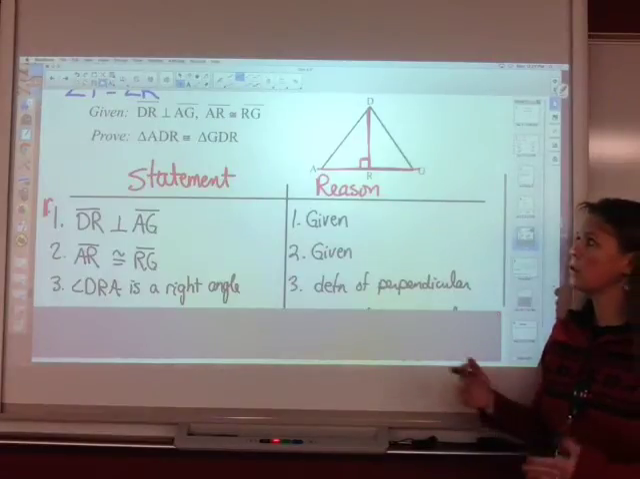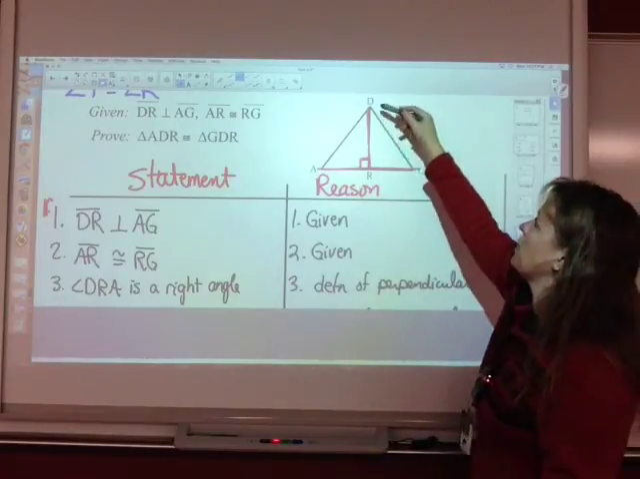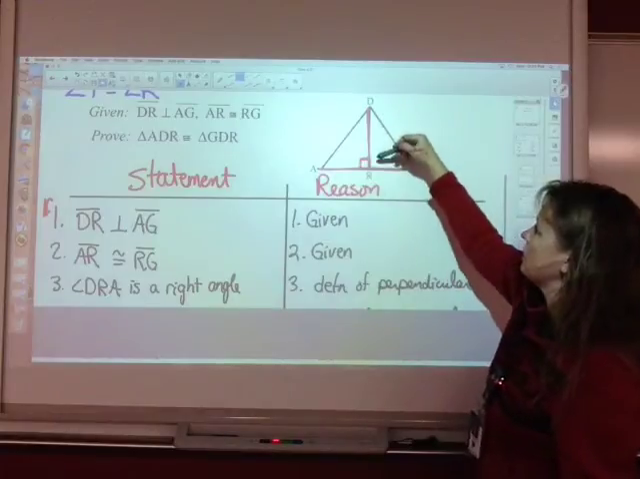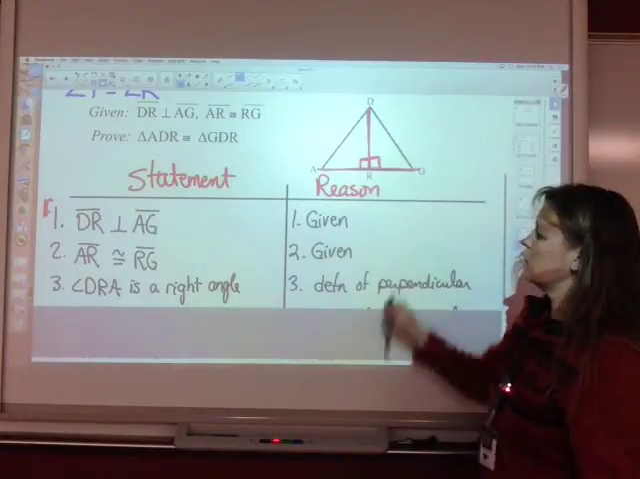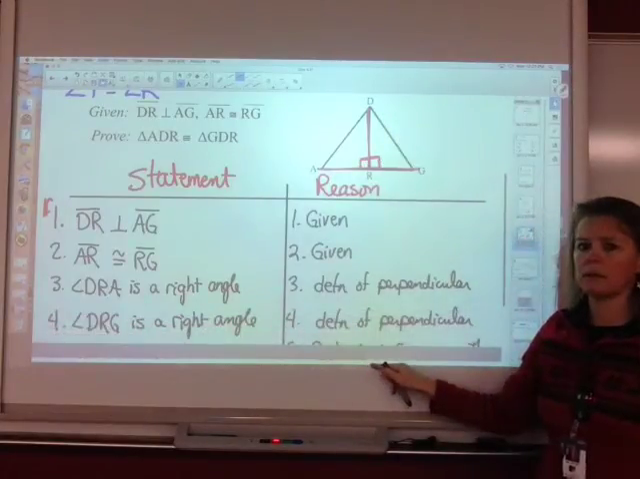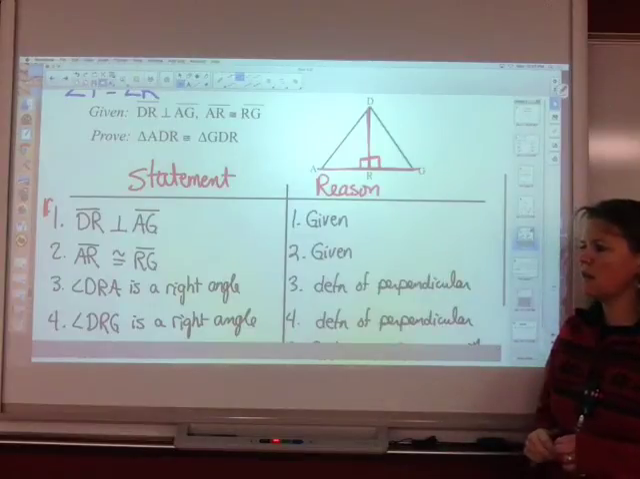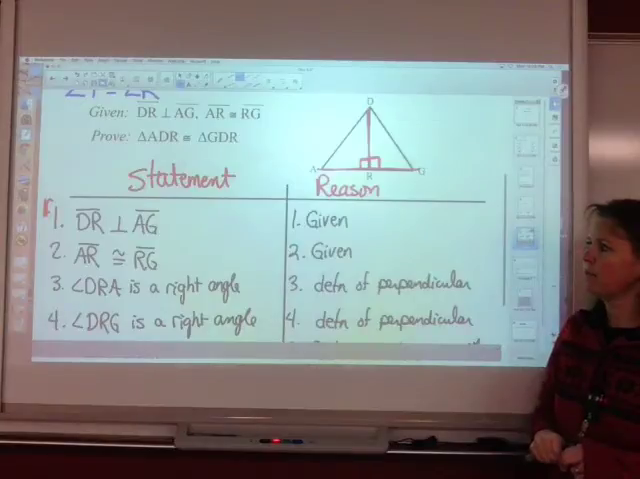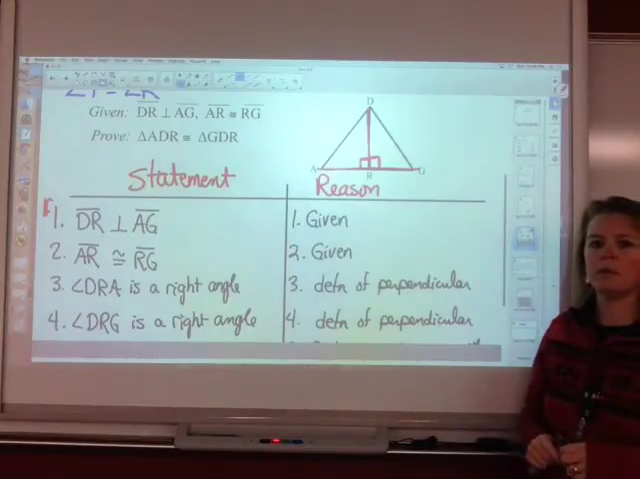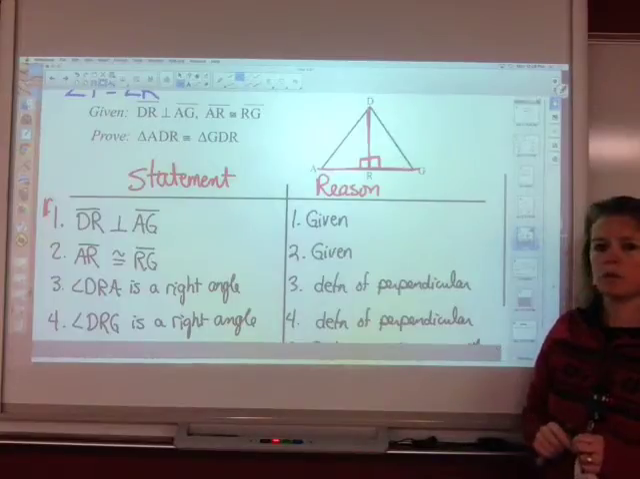But as you will get used to and as you've seen over and over and over, when you have a full segment, you actually automatically just made two right angles. Angle DRG is a right angle, also by definition of perpendicular. What will you do with those two right angles? You should know this. We've done this.